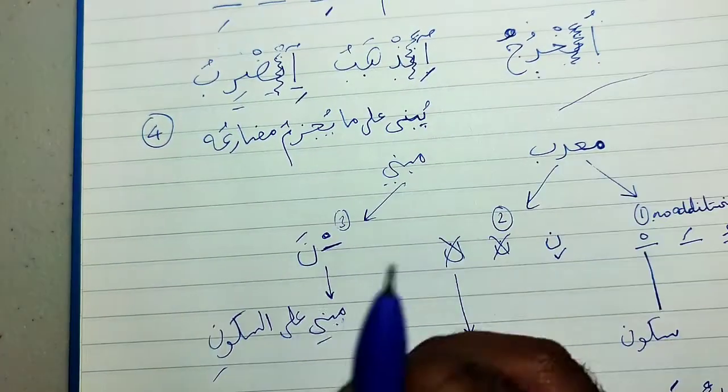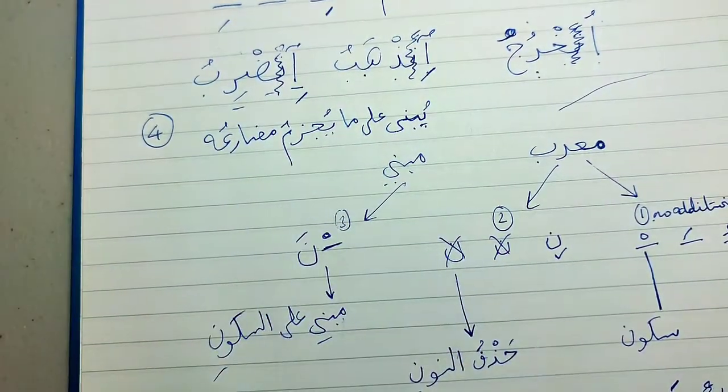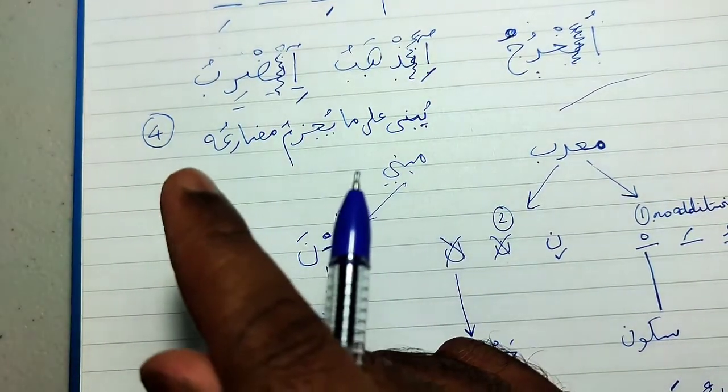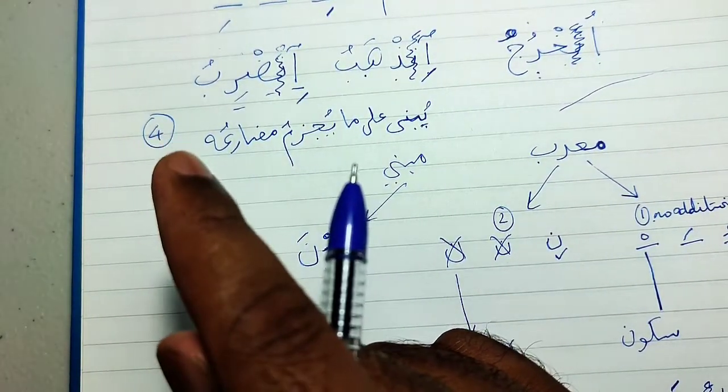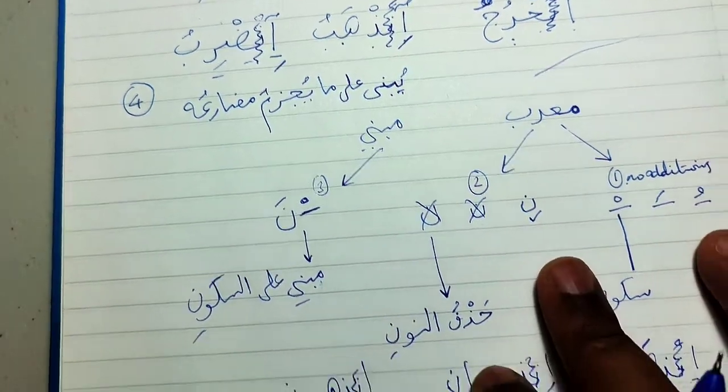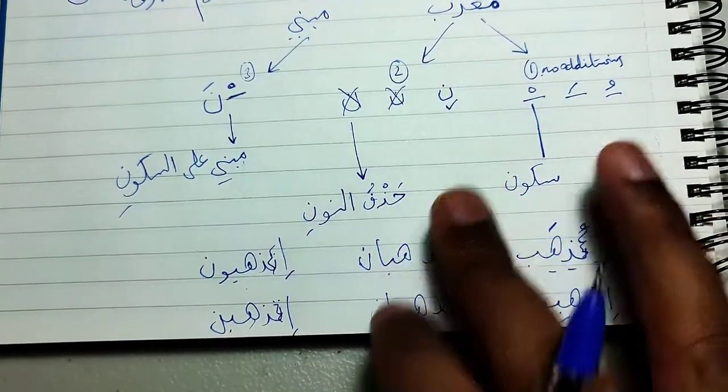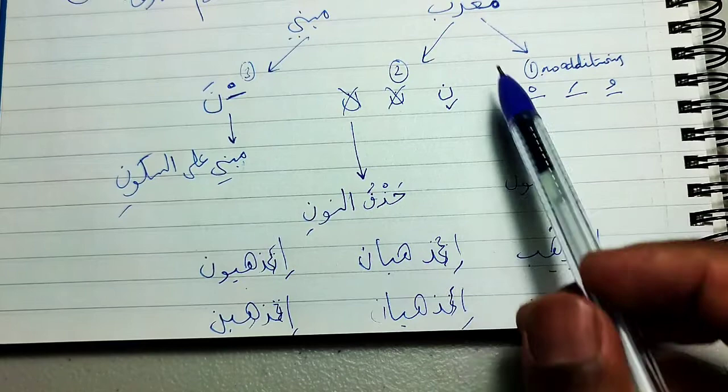Number 4 says, what's the sign of the Mudari' being Majzoom? That sign which is there when the Fi'l Mudari' is Majzoom is going to be the same thing which it's going to be Mabni on in the Amr. Okay, so this is what we're trying to explain here.